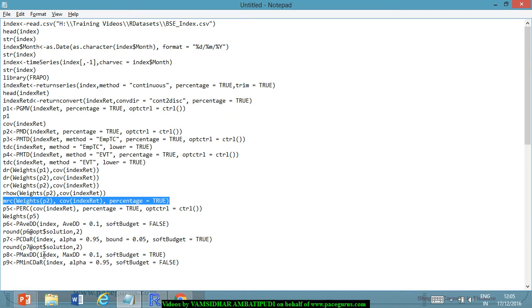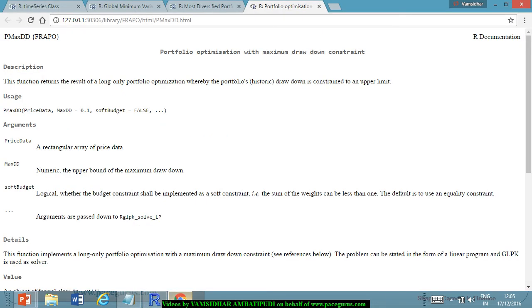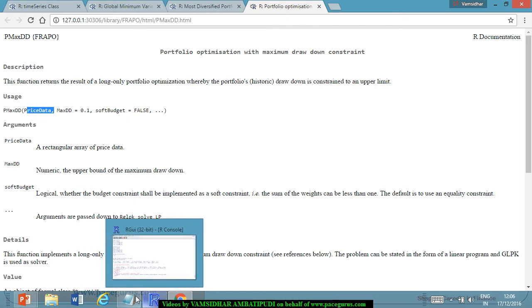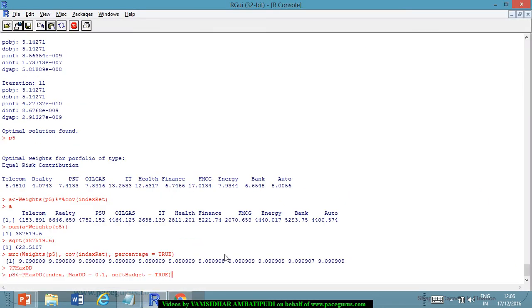So let me take the example out here. I'm taking the Pmax DD, wherein I'm not giving the returns data, I'm giving the price data. The input is the price data instead of the returns data. So I'm collecting it as a part of P8, Pmax DD, where I'm taking the index as the input, which contains the price related data. Max DD is 0.1 and the soft budget is true, meaning I'm allowing soft budget itself.